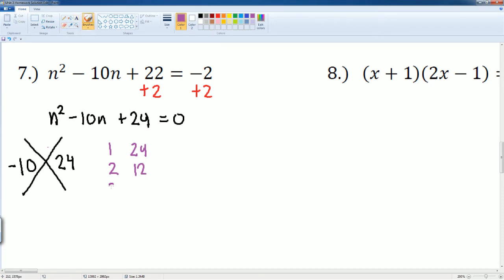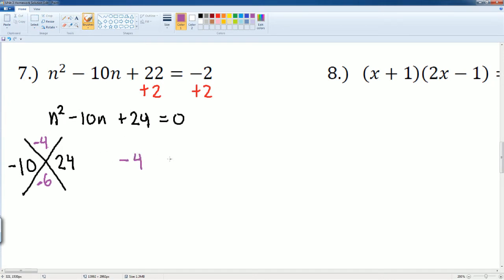3 and 8 wouldn't work. 4 and 6 might work. If both of them are negative, negative 4 plus negative 6 does get me negative 10. Negative 4 times negative 6 also gets me a positive 24. So those are my two factors. Make sure you check them all out.